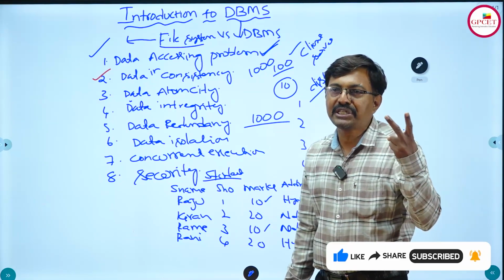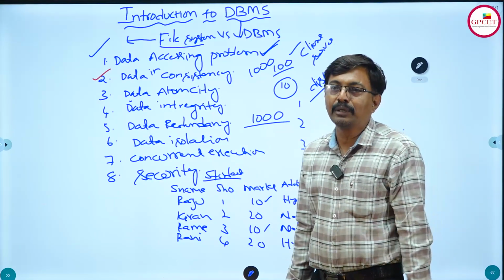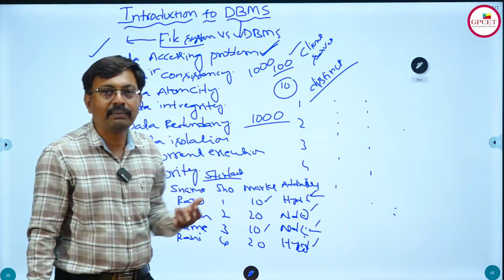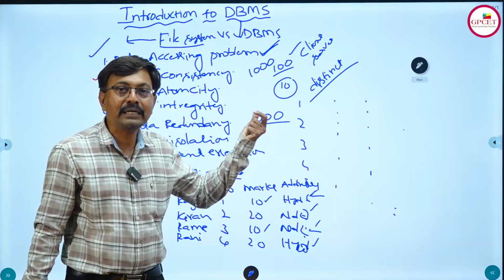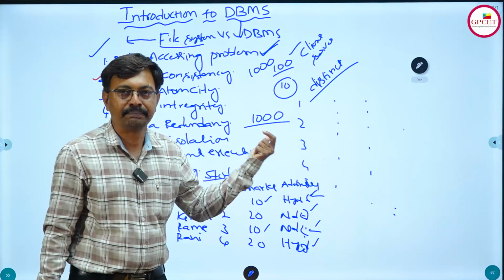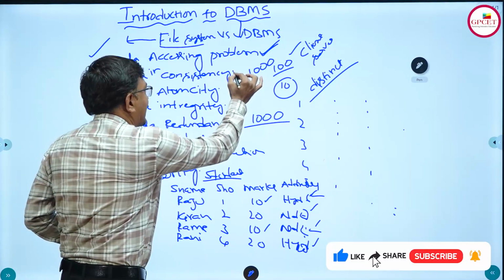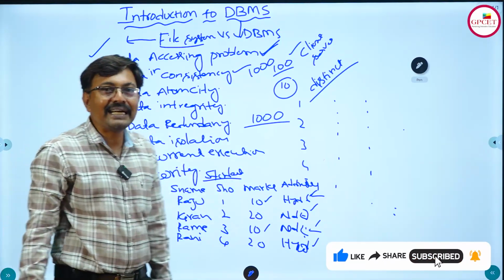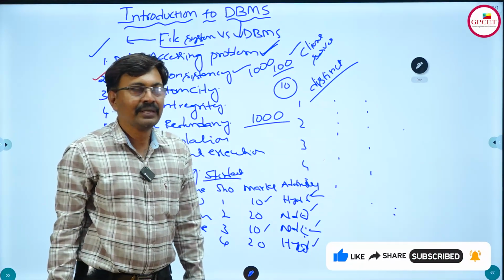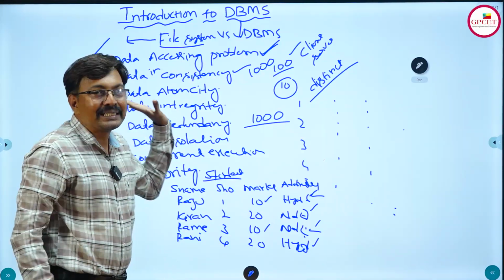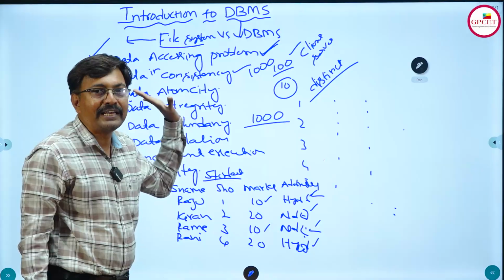Two types of duplications: row level duplication and column level duplication. We can eliminate both using a database management system. That is the advantage of the database management system, whereas the disadvantages of the file system are: the first one is the data accessing problem. Second one, data inconsistency is a problem in the file system.